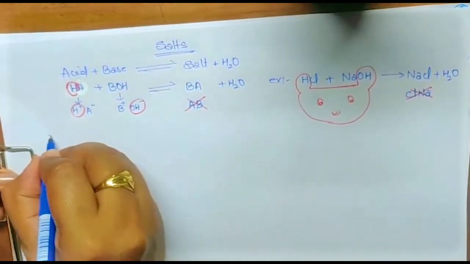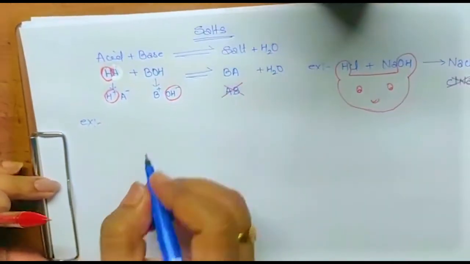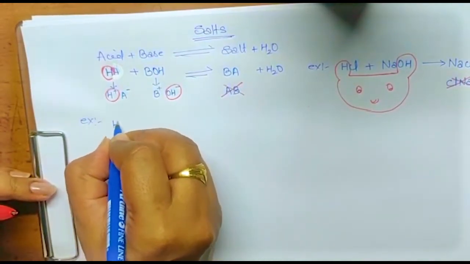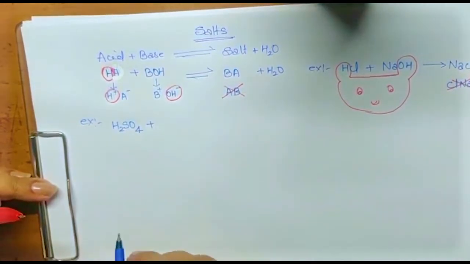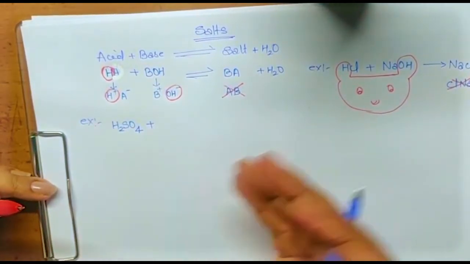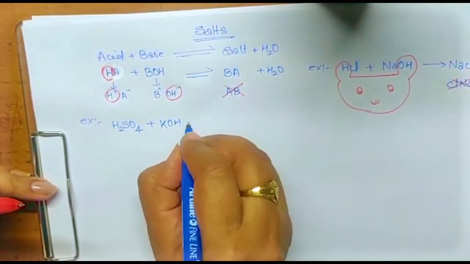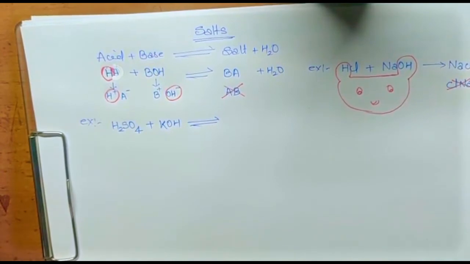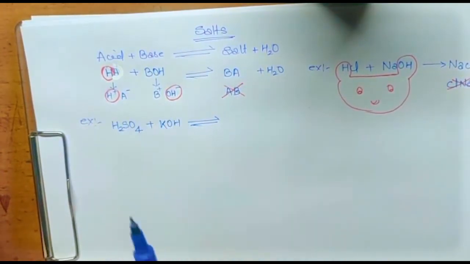Okay. So now similarly, let's do another example. If I am taking any acid, suppose H2SO4, and tell me any base. Let's start with KOH only. So you have to make water. And water is formed by one H plus and one OH minus, isn't it? Are you clear about this?